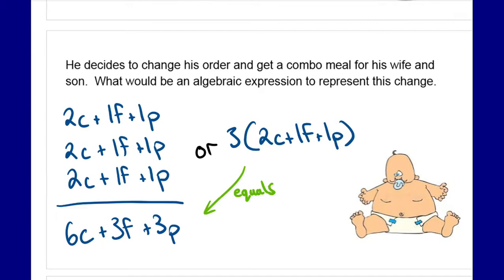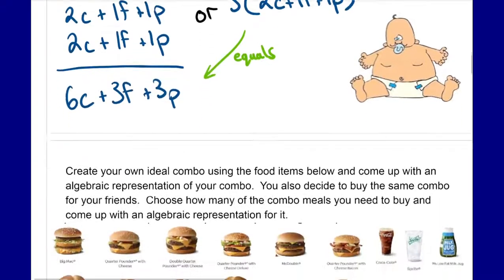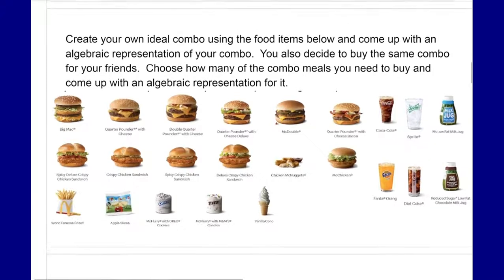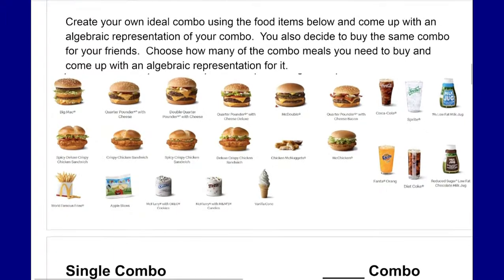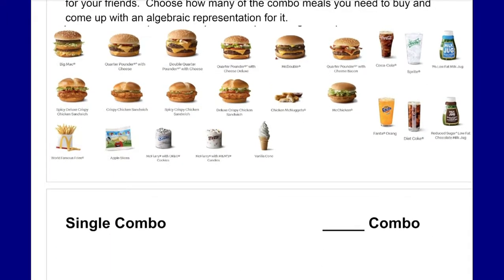So take that idea, and I want you to create your own ideal combo. We have a bunch of items here from a fast food restaurant. I want you to create your own ideal combo. Come up with what your ideal combo is and create an algebraic expression for it. Very similar to what we did for my combo meal, but you're going to be doing it for yourself. And you can create whatever combo meal you want.